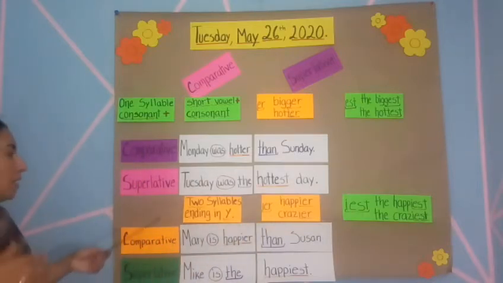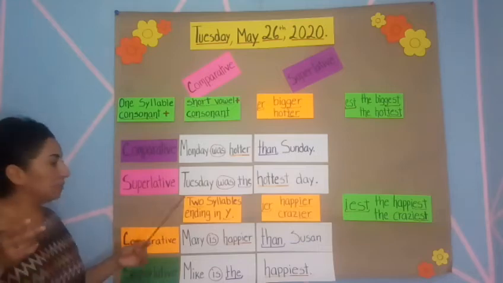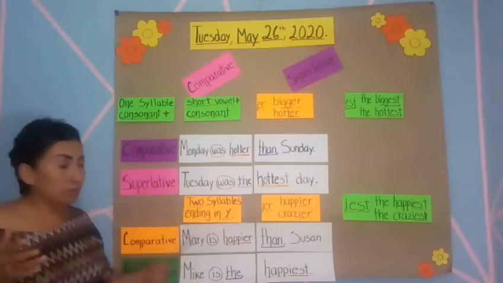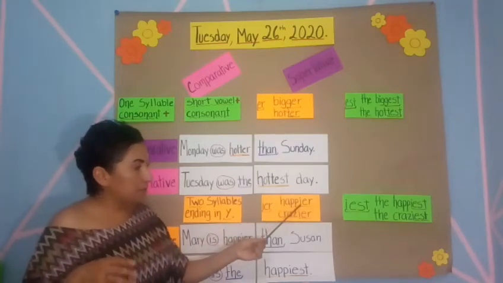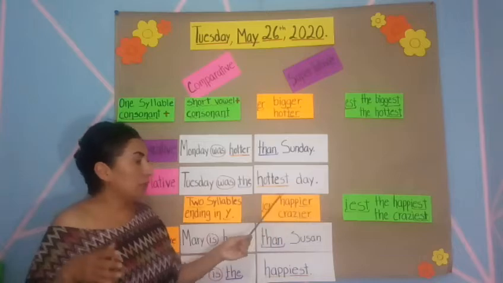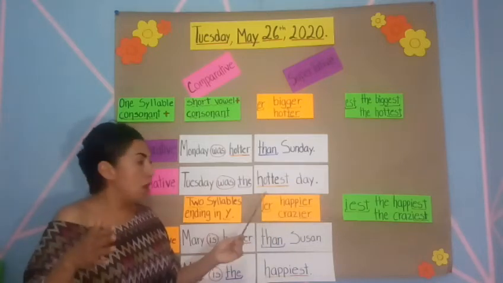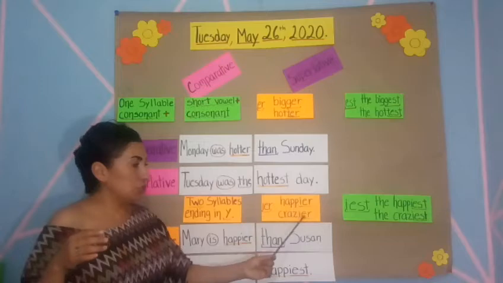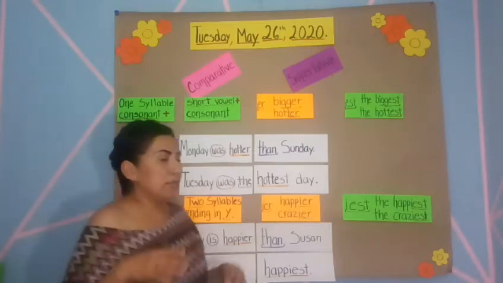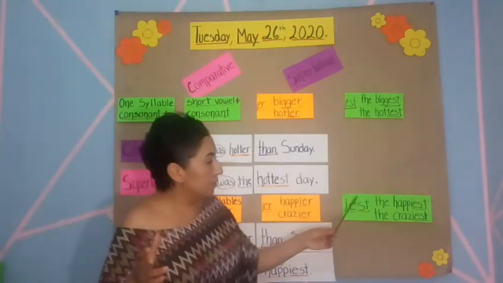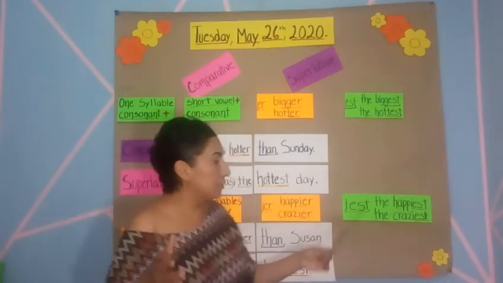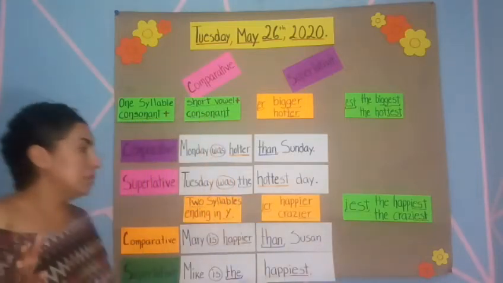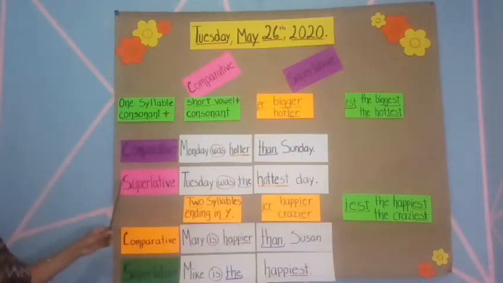If you find adjectives that have two syllables ending in y, for example, happy, that end by the letter y, change the letter y to the letter i, and we add "er". In this case, happy changed to happier, and crazy changed to crazier. When I am talking about superlative form, we add "iest". In this case, happy changed to the happiest, and crazy changed to the craziest. This is when we are talking about superlative form. It's very important, okay?